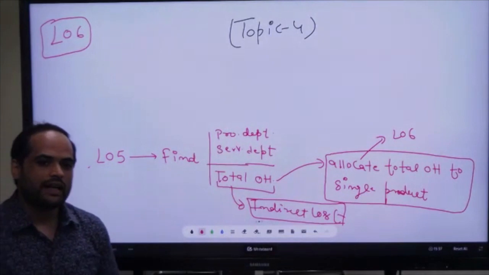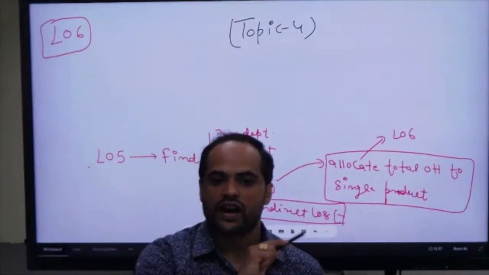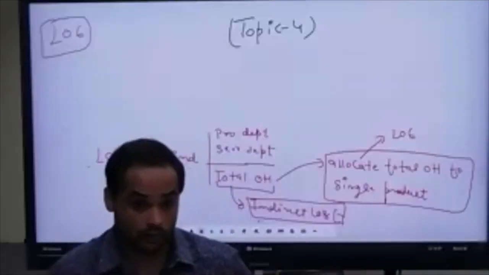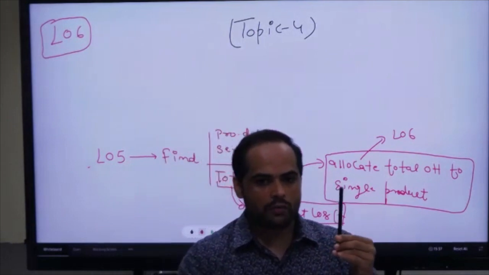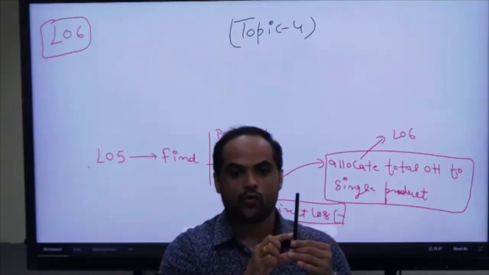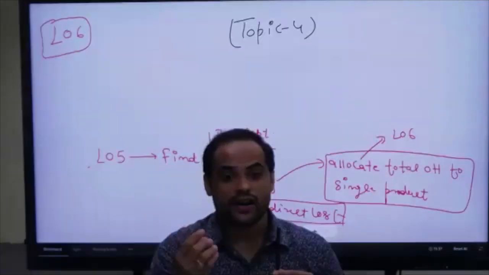Allocation of indirect cost is way more difficult than the allocation of direct cost, which is direct material and direct labor. Why? Because of the nature. For example, this is the pen. How much is direct material, direct labor, and overhead? How can we identify them? Direct material is easy to identify.